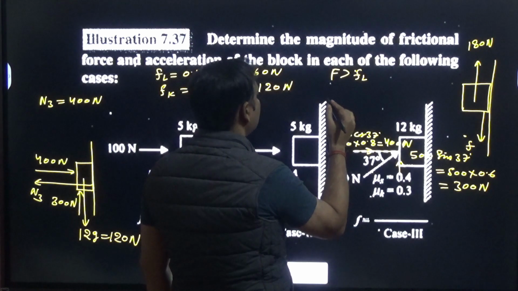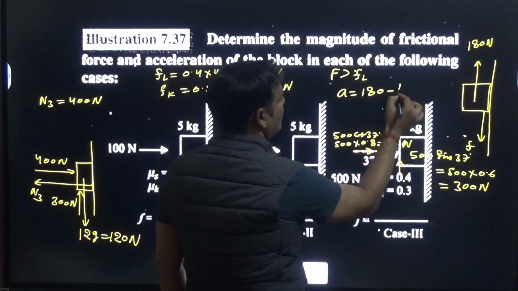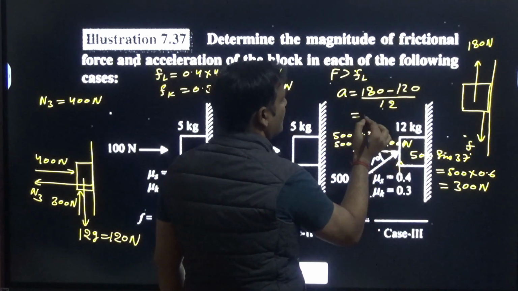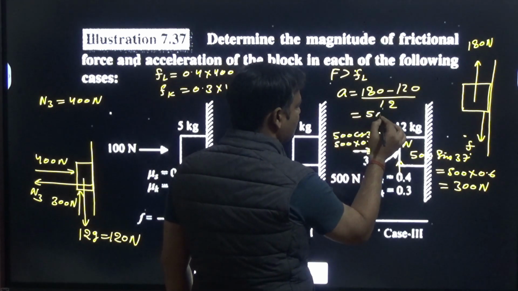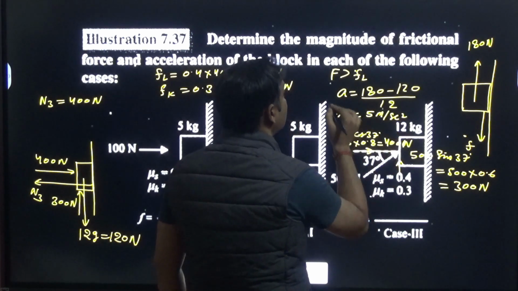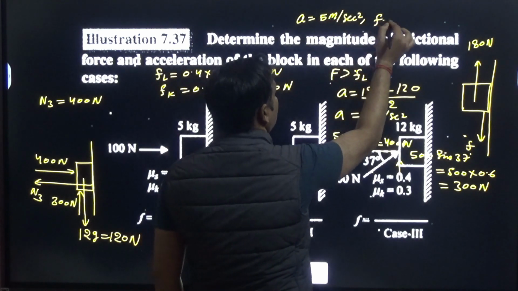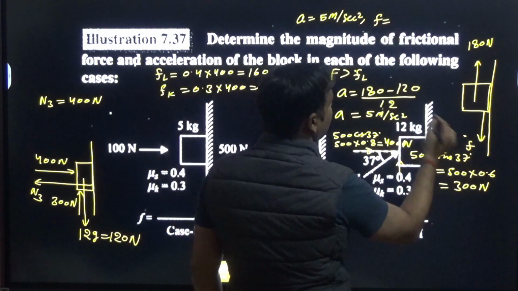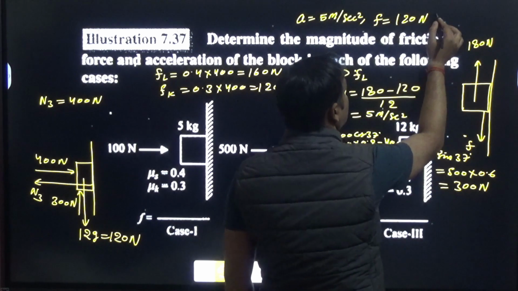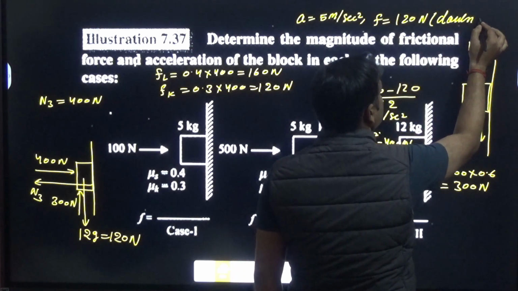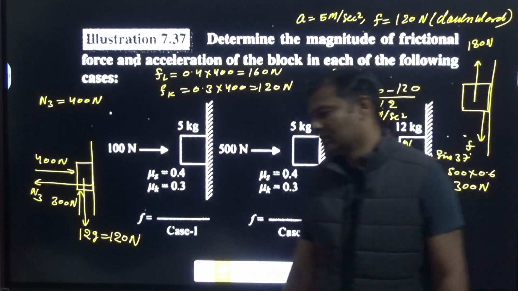So motion starts. It means what about A? 180 minus Fk, Fk is 120, divided by 12. So 60 divided by 12, that is 5 meter per second square. So the acceleration is 5 meter per second square. And what about frictional force during motion? F is 120 Newton. In which direction? Downward. Okay, if any doubt then comment, I will discuss again.